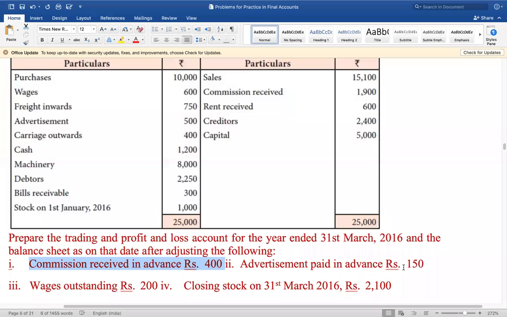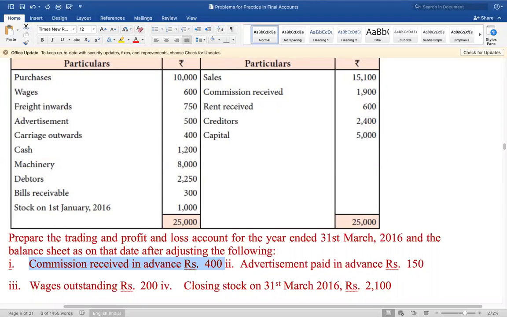Advertisement expenses paid in advance 150. Prepaid expense. Expense is prepaid. Okay, if income is received in advance, it's a liability. If expense is paid in advance, it is an asset. Okay, 500 minus 150, 350 is your advertisement. And again, this 150 is asset, prepaid advertisement, 150 assets.